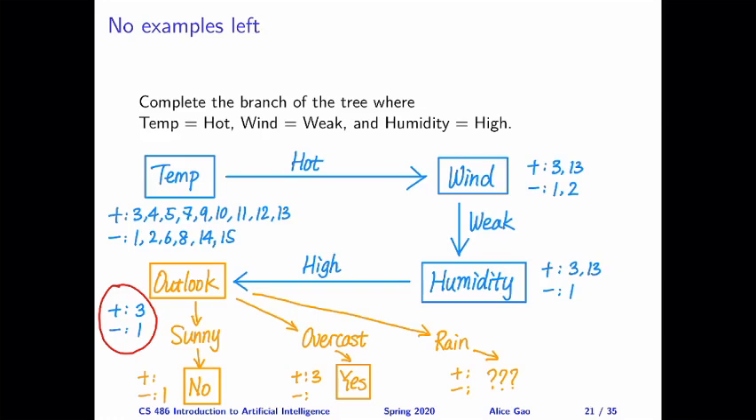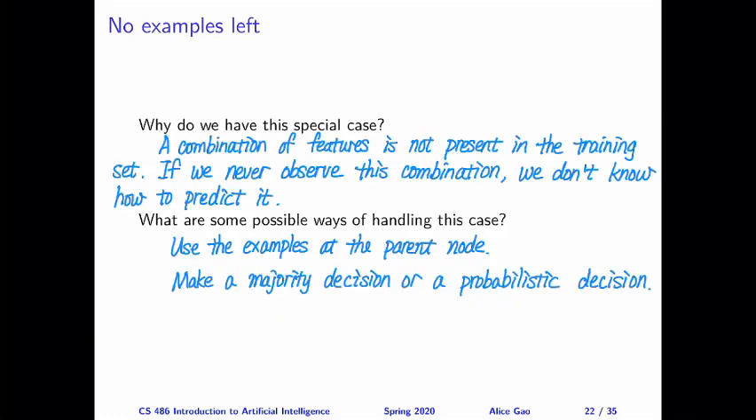Now, at the parent node, the examples are likely to contain both positive and negative examples. So again, we cannot make a deterministic decision. So we can do similar things as before, either make a majority decision or do things probabilistically. Again, I've summarized my answer for you.